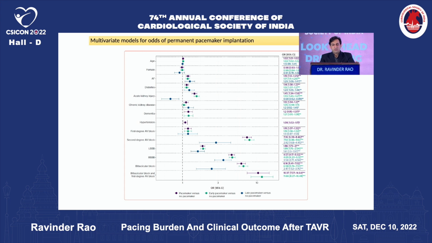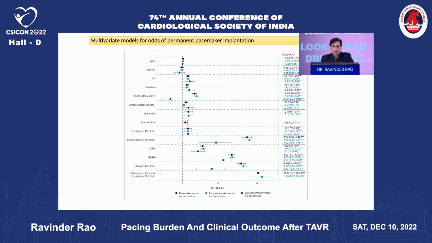Multivariate model for odds of permanent pacemaker implantation. I would like to bring your attention to the last column, where there is bifascicular block and first degree AV block. When a patient has a trifascicular AV block and comes to us for a TAVR, we tell him that your treatment is pacemaker plus valve replacement, and pacemaker is not a complication in such patients. And you can clearly see how high the pacemaker rate is in this group of patients.